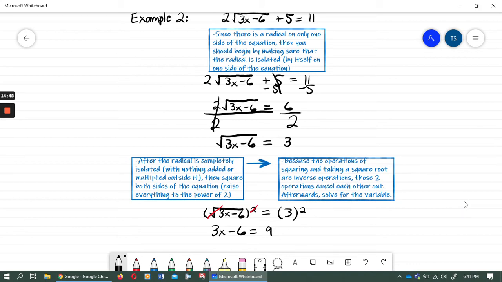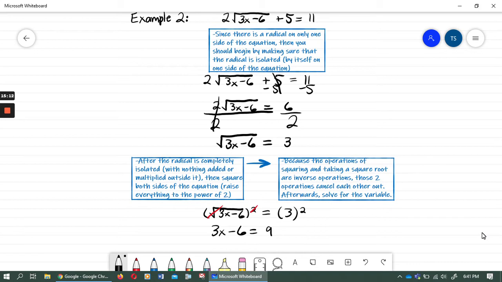Okay. All right, so now that we've actually gotten that radical to cancel out, and the only way for us to get that radical to cancel out, and the only way for us to really solve this, was to square both sides of the equation.